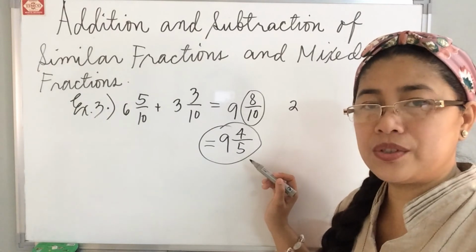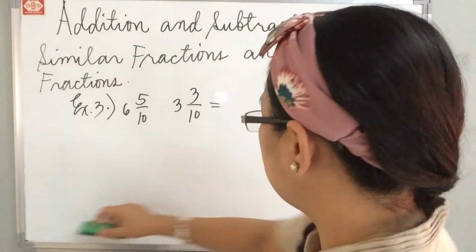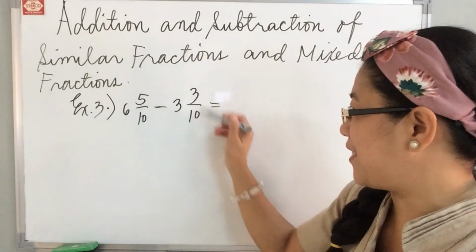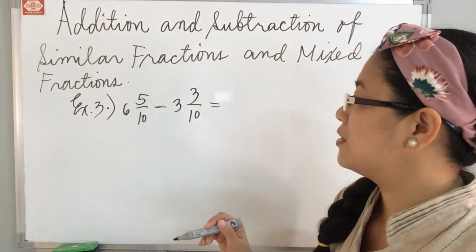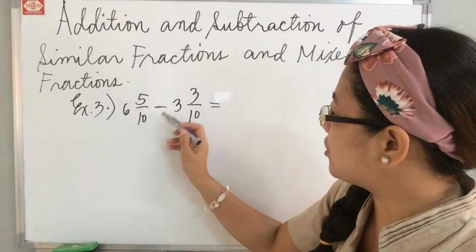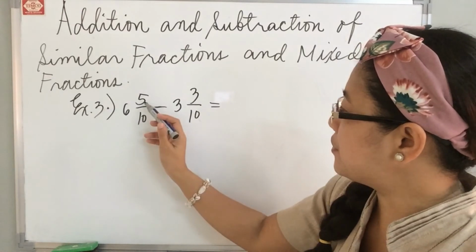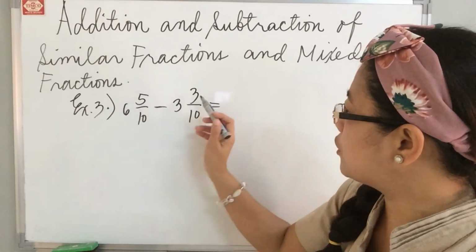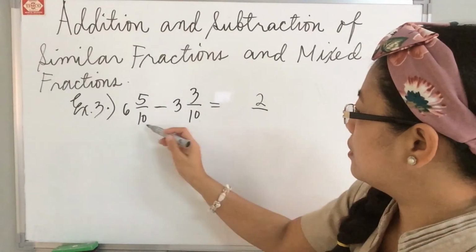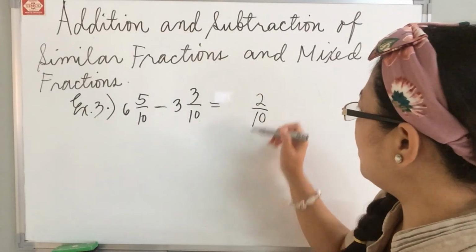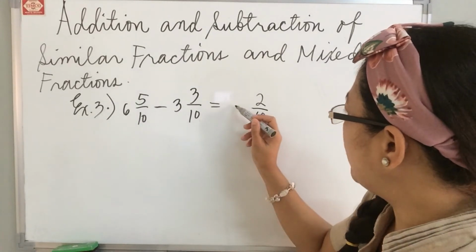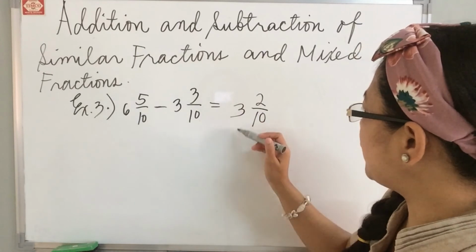Okay? Now, let's do the subtraction. So, 6 and 5/10 minus 3 and 3/10. Also, same procedure, let's do the fraction. So, 5/10 minus 3/10. Subtract first the numerator. So, we have 5 minus 3, that is equal to 2. Copy the denominator, 10, and subtract the whole number. So, 6 minus 3 equals 3. So, 3 and 2/10.